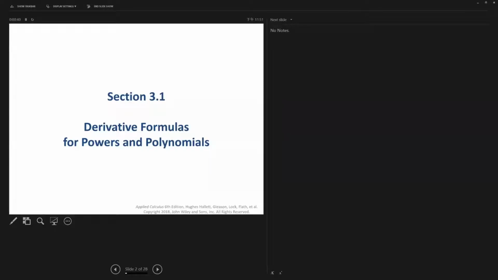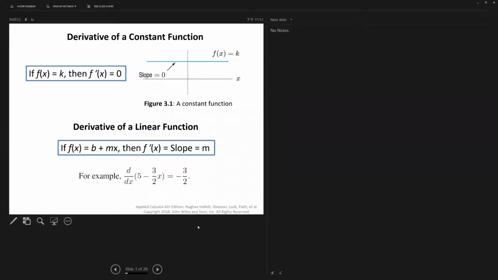All right, 3.1, we're going to look at the derivative formulas for powers and polynomials. So first, let's start with linear function. If you have a flat line, a constant function, then it's not increasing nor decreasing. Then in terms of slope, it's going to be 0, right?